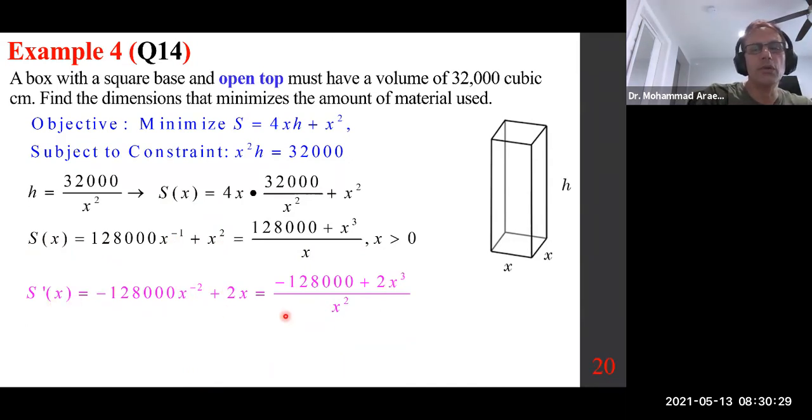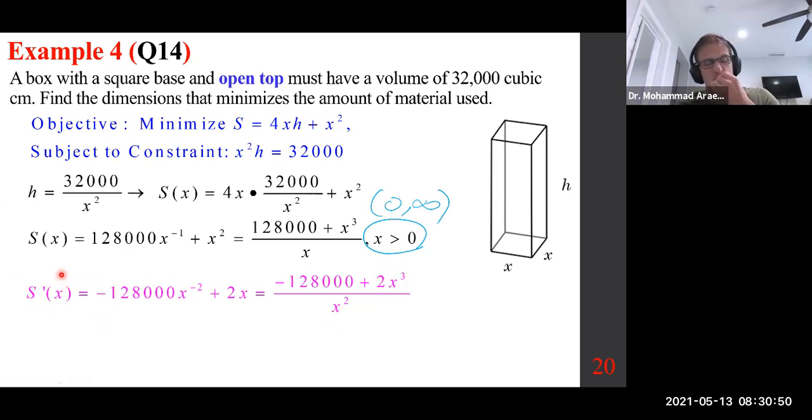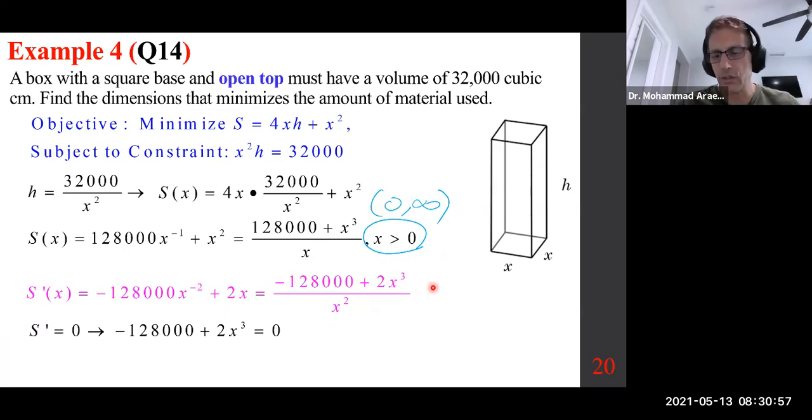S prime equals 0, or S prime doesn't exist. When S prime is 0, the top is 0, and we're going to solve that. When S prime doesn't exist, the bottom is 0, which makes x equal 0, not part of the domain. So I can write the domain, 0 to infinity, which is an open interval. So x equals 0 is not there, forget it. Let's put the numerator equal to 0 and solve for x, which results in 40. This is a critical point.